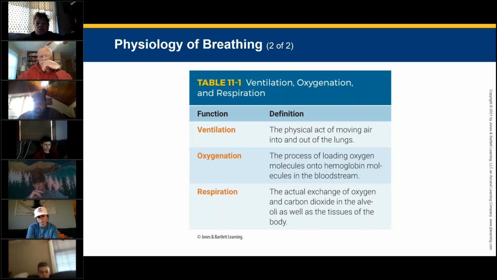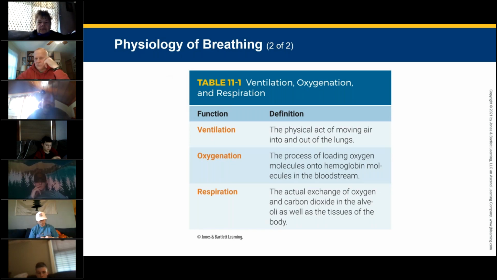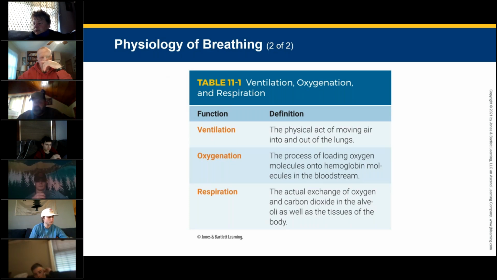So ventilation is the physical act of moving the air in and out of the lungs. Oxygenation is the process of loading the oxygen molecules onto the hemoglobin molecules in the bloodstream. And then respiration is your gas exchange. That's where the actual oxygen and carbon dioxide are exchanged in the alveoli. It's important to know the difference between the three of these.